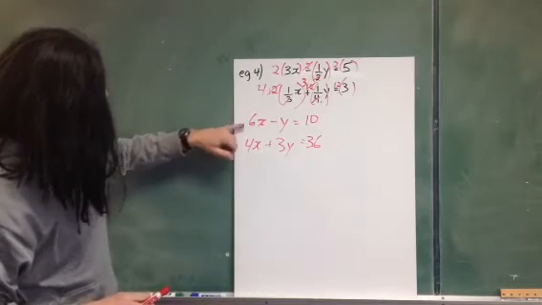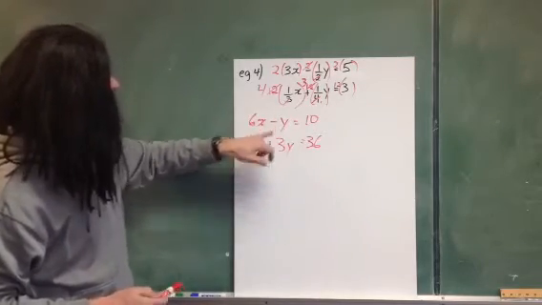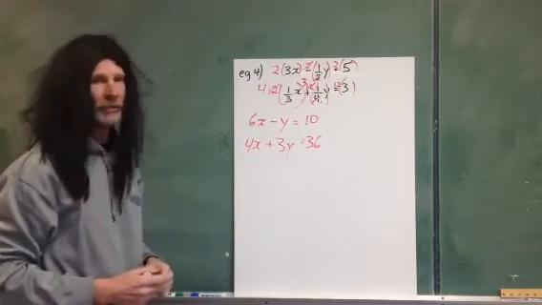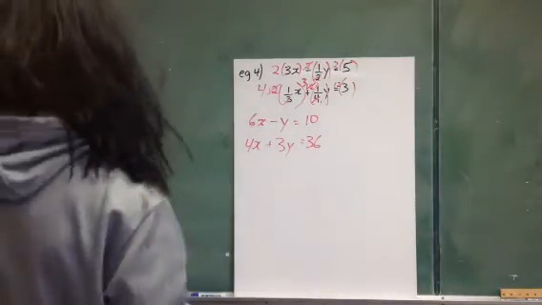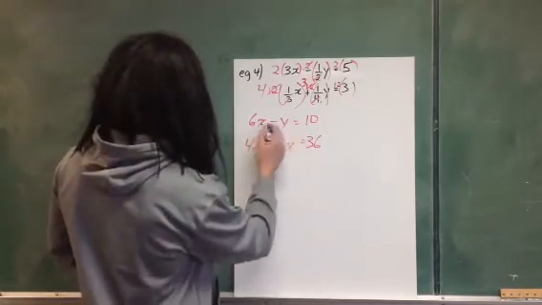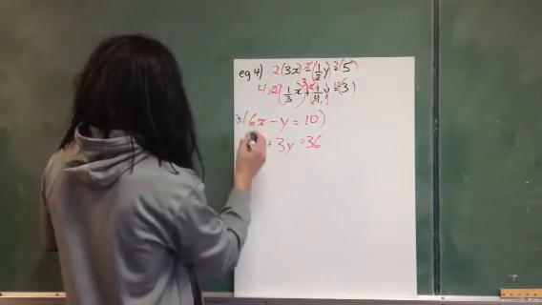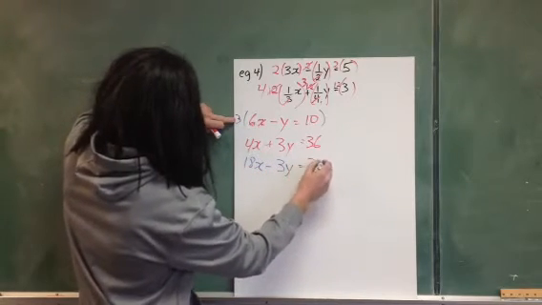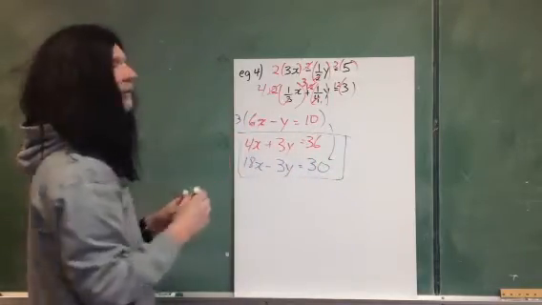So as you can see now, I could make these addable or subtractable simply by tripling this top line. By doing that, I will have negative 3y, which I can add to 3y to get rid of it. I'm just going to check my time. We're doing good. I think I'll just finish. So I'm going to triple this one here. That would be 18x minus 3y equals 30. So this one is now this one. These are the two that I'm going to solve.